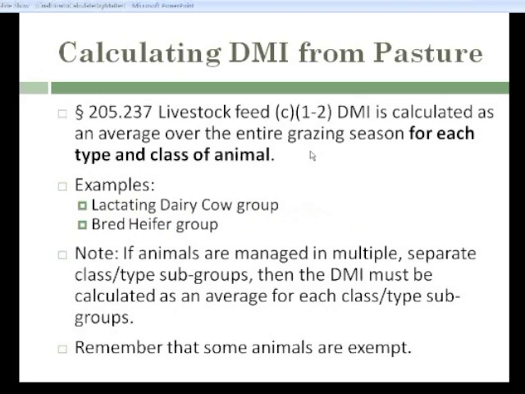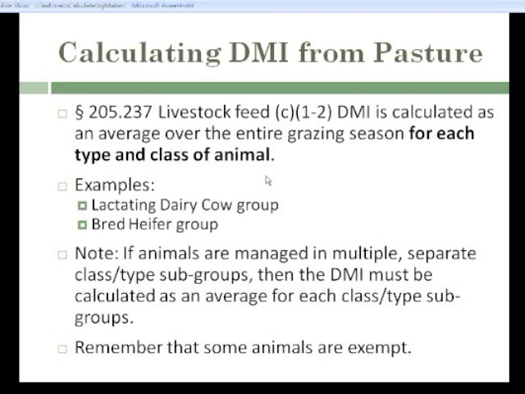So now, getting into a little bit more detail about this, the livestock feed dry matter intake needs to be calculated as an average over the grazing season, but it needs to be calculated separately for each type and class of animal. And generally on your farms, these are going to be the different feeding groups on your farm.